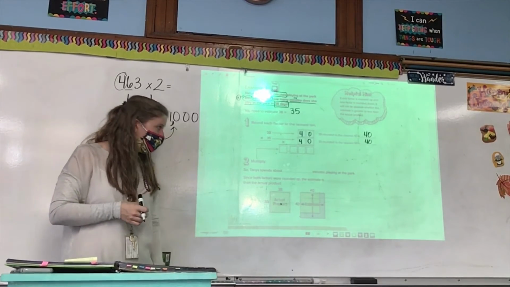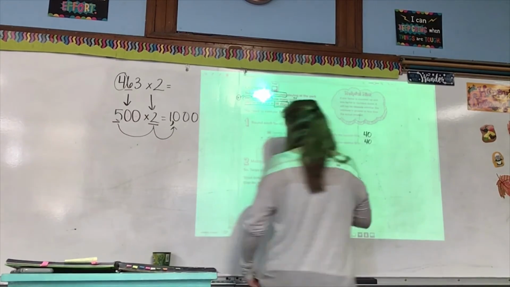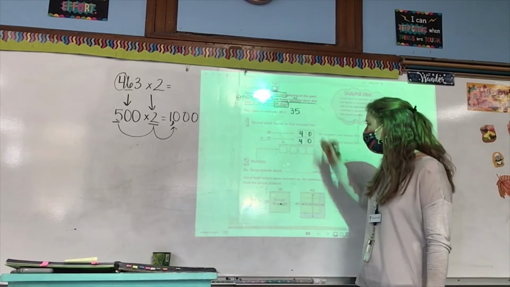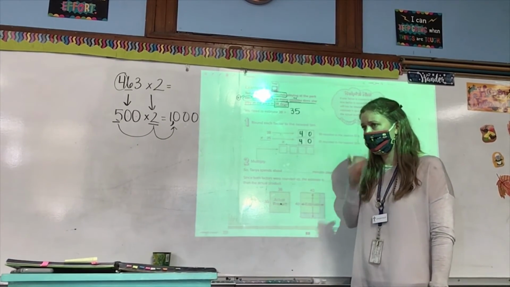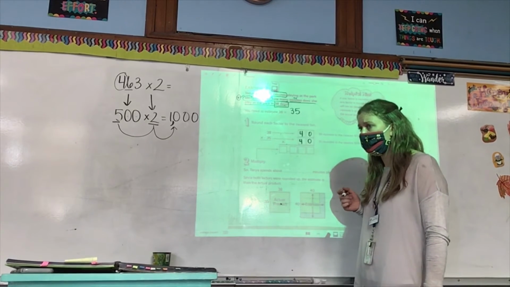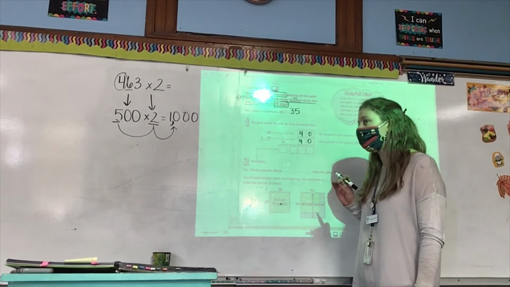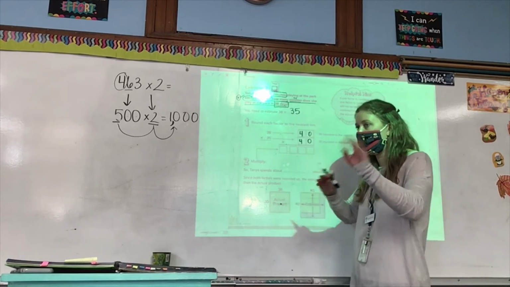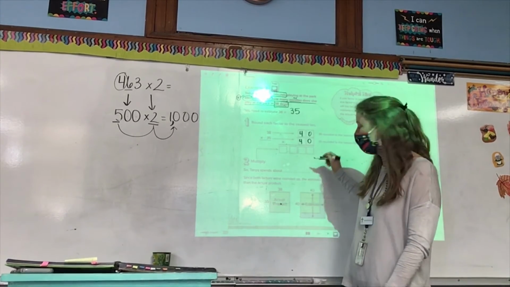Victoria, how many zeros do I have? 2. Which means what? If I have 2 zeros at the end of my factors, what does that mean? We're going to have 2 zeros in your product. Where in my product? The beginning, middle, end, randomly? At the end.